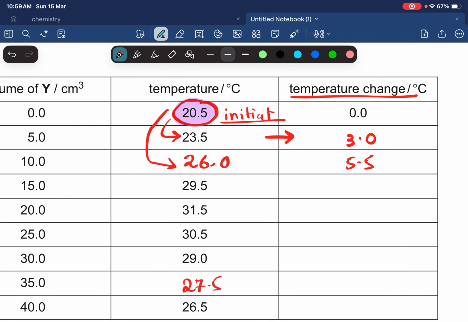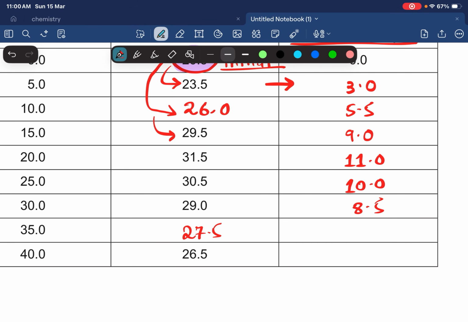29.5 minus 20.5, 9.0 degrees. 31.5 minus 20.5, 11.0 degrees. 30.5, now you're going to see a trend in the readings as well. 10.0 degrees. 29.0 minus 20.5, that gives me 8.5. 27.5 minus 20.5, that gives me 7.0 degrees. 26.5 minus 20.5, that gives me 6.0 degrees.